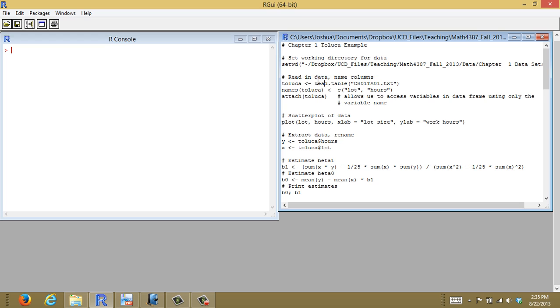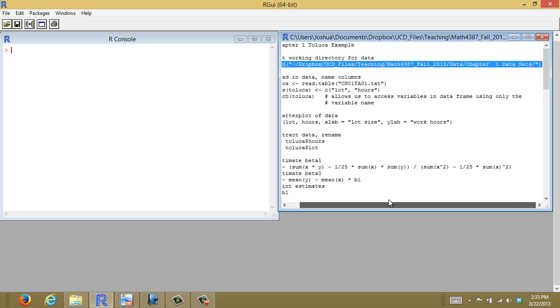So what I'm going to do is I'm going to use the read.table function. I'm going to specify the file I want to read in, and then R is going to read it into an object that I named Toluca. You can name it whatever you want. I called it Toluca to be descriptive. And so this reads the data from this file into the object and stores it as a data frame in Toluca.